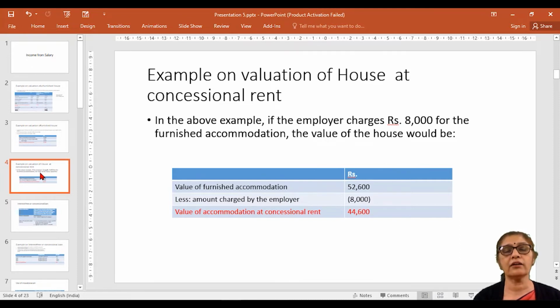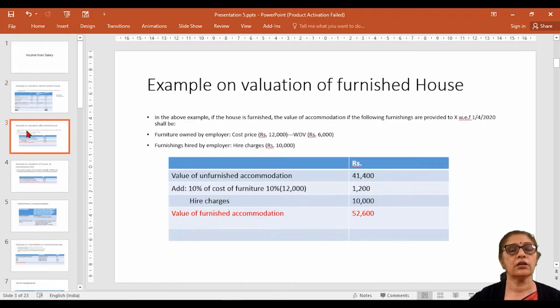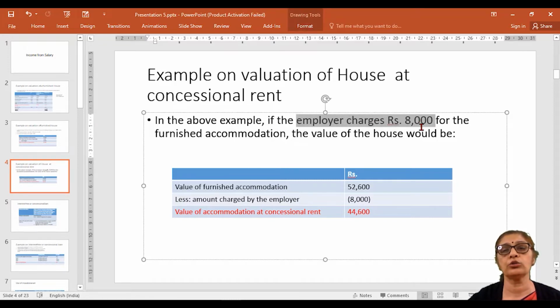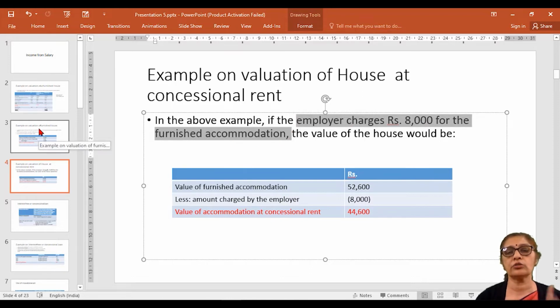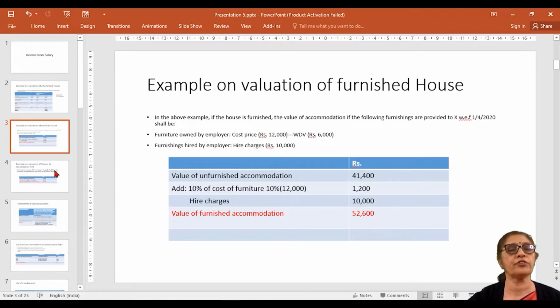So the same question now, if it is given at a concessional rent. So far we have done house free of rent, unfurnished. House free of rent, furnished. Now we have house furnished but at a concessional rent. So you don't have it free of cost, but you are paying a rent for it. So the employer, if charges 8,000 for the furnished accommodation. So we have done earlier, the value of the accommodation is 52,600, which is 41,400 plus cost of furnishings.